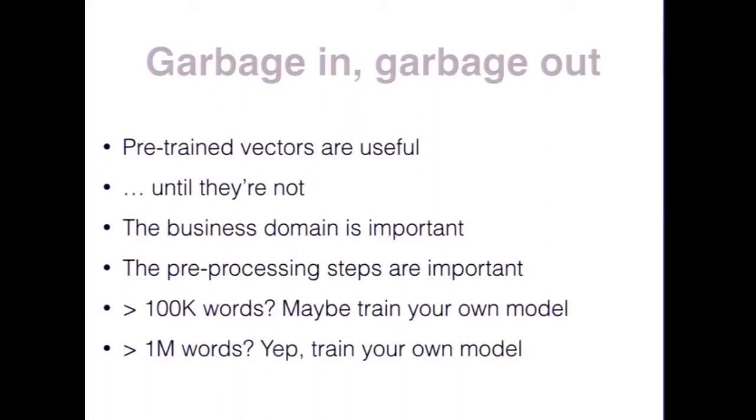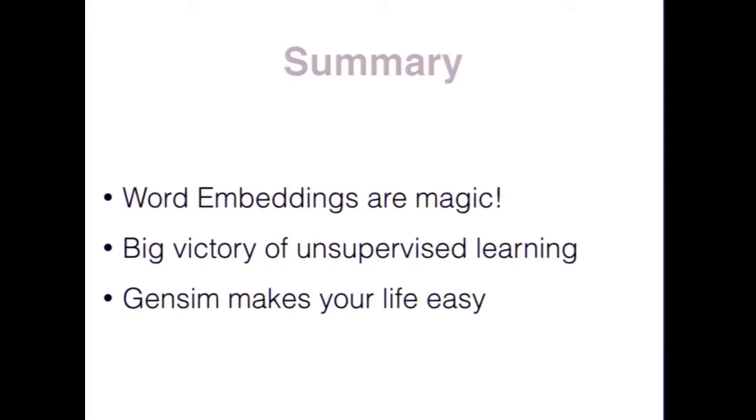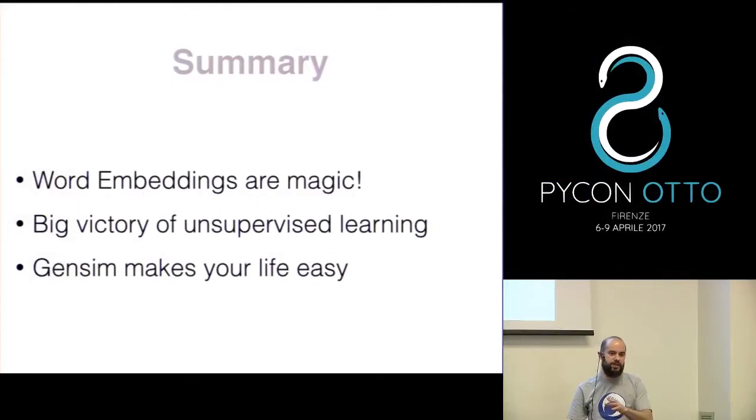If you have a very small data set, maybe word embeddings are not showing any particularly interesting aspect. But if you have a few thousand words, and even more if you have a million words or more, absolutely train your own model. And to conclude, all this word arithmetic looks like magic. Really, it's a big victory for unsupervised learning. And the nice thing is you can kind of ignore all the theory and just use Gensim with a very nice interface.